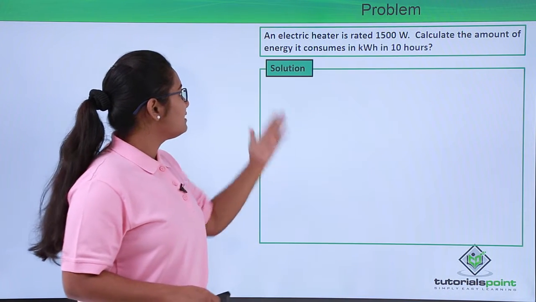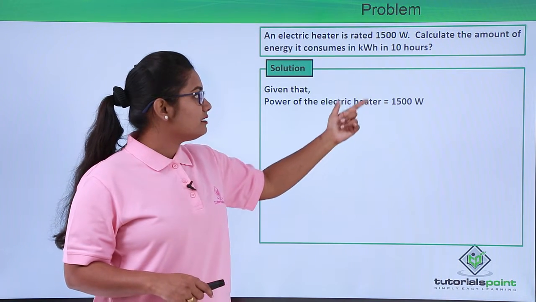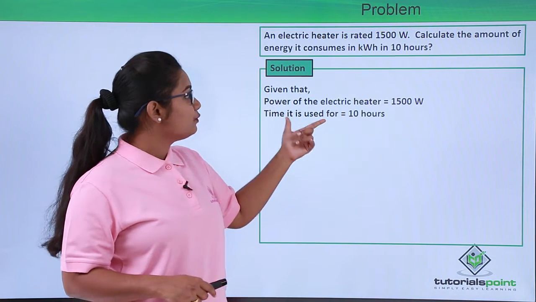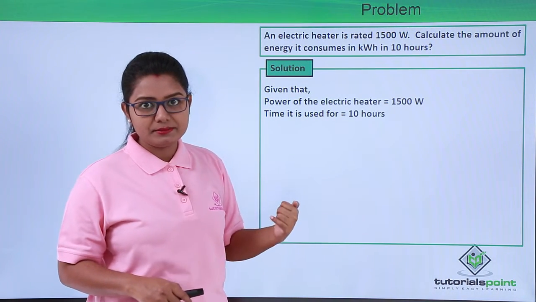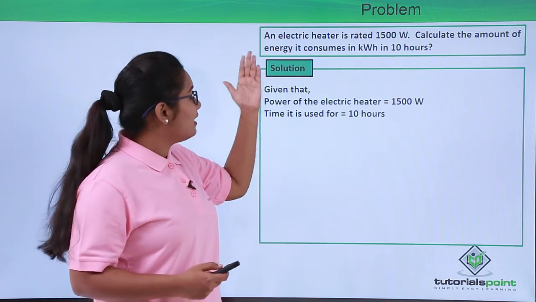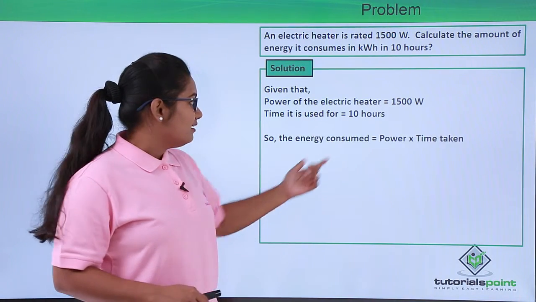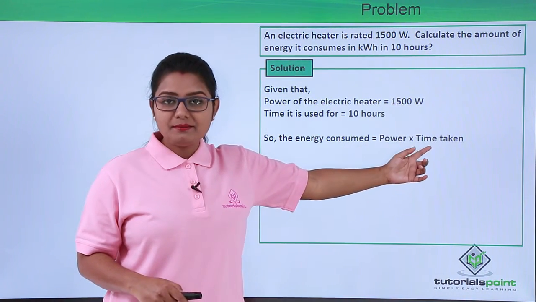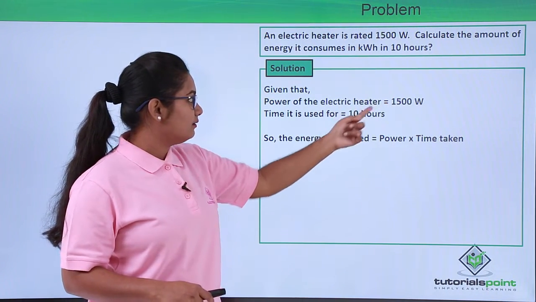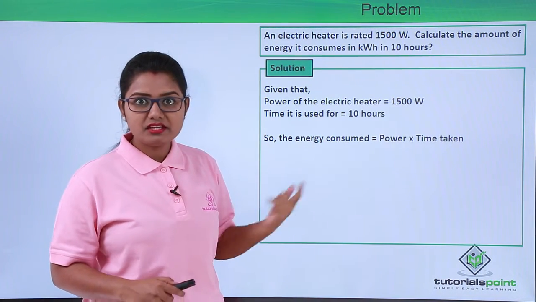So first of all, let us list out whatever is given in the question. The power of the electric heater is given to be 1500 watts and the time it was used for is given to be 10 hours. Now we know the formula for the energy consumed by this electric heater, and that is power multiplied by time taken. So sounds easy. We need to substitute these two values in the expression to arrive at the total energy consumed by the electric heater.